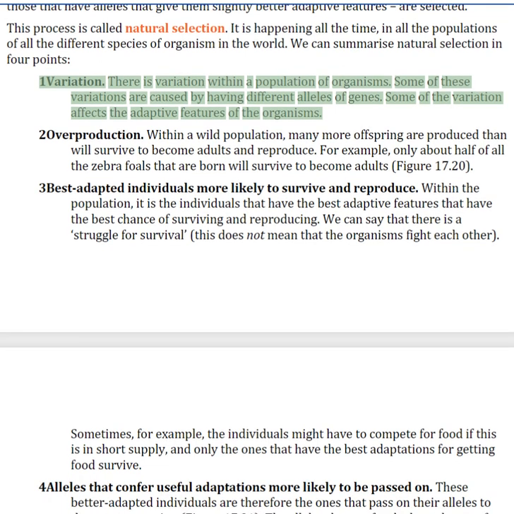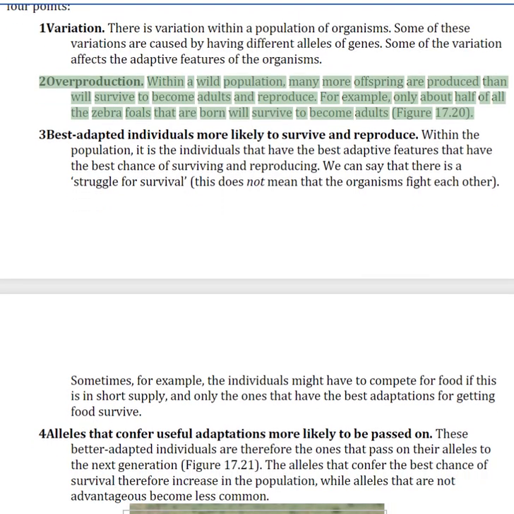1. Variation. There is variation within a population of organisms. Some of these variations are caused by having different alleles of genes. Some of the variation affects the adaptive features of the organisms. 2. Overproduction. Within a wild population, many more offspring are produced than will survive to become adults and reproduce. For example, only about half of all the zebra foals that are born will survive to become adults.